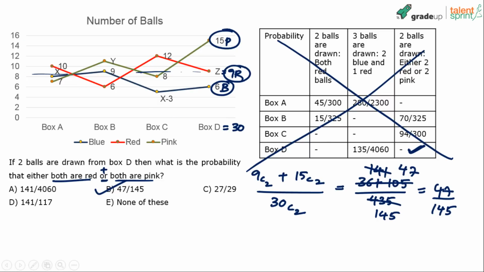But directly x, y, z can be obtained from the y-axis. Anyways, you know how to use it from the y-axis. You also know how to use it using the table. I mean, how to get the values using the table. Let me show the next question.